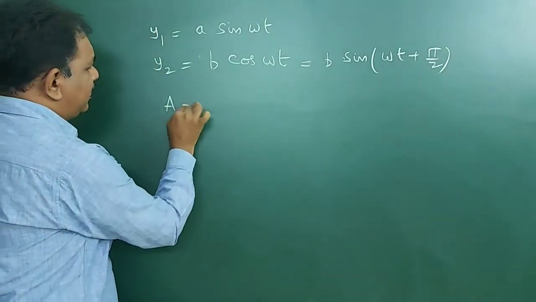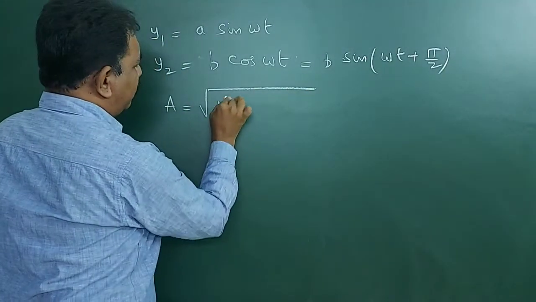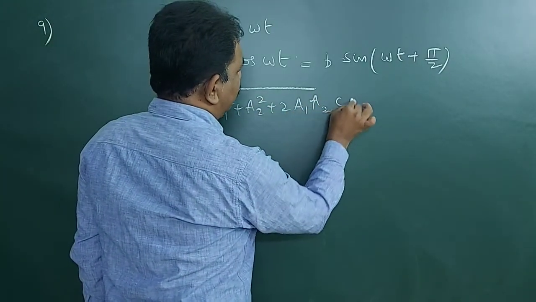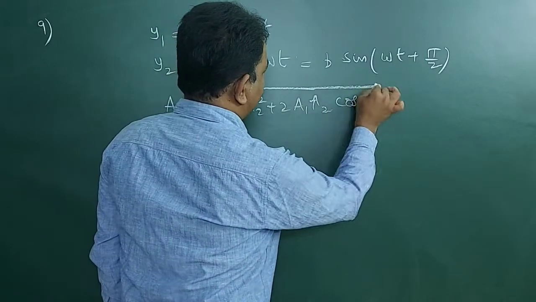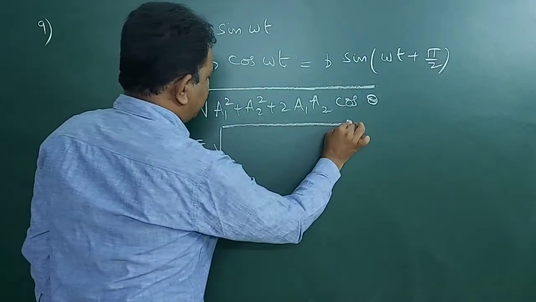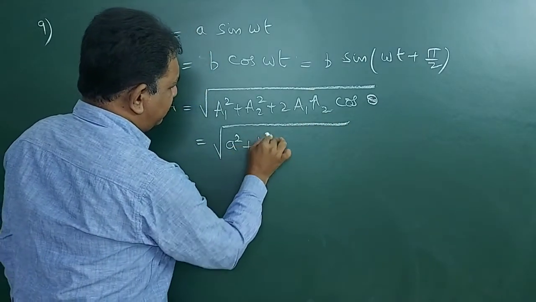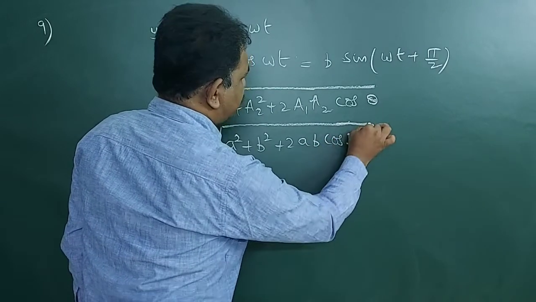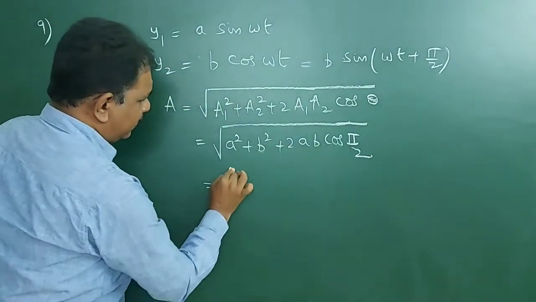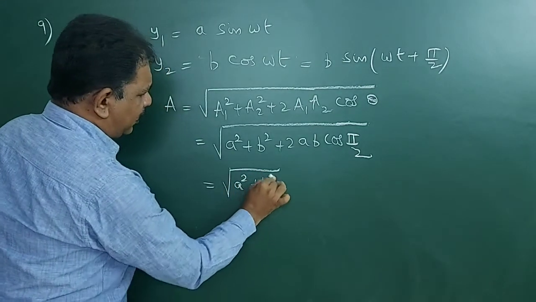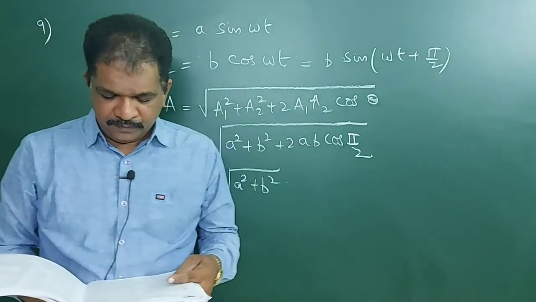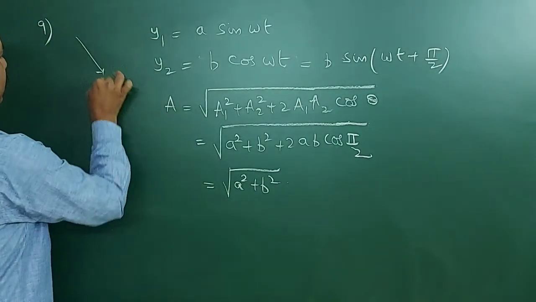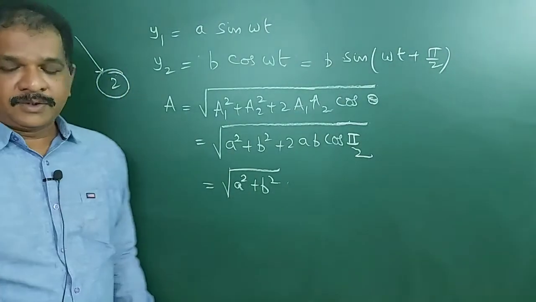Effective amplitude means root of a1 square plus a2 square plus 2a1 a2 cos theta. This is root of a square plus b square plus 2ab cos pi by 2. This is 0. It becomes root of a square plus b square. So for the ninth question, it will be the second option.